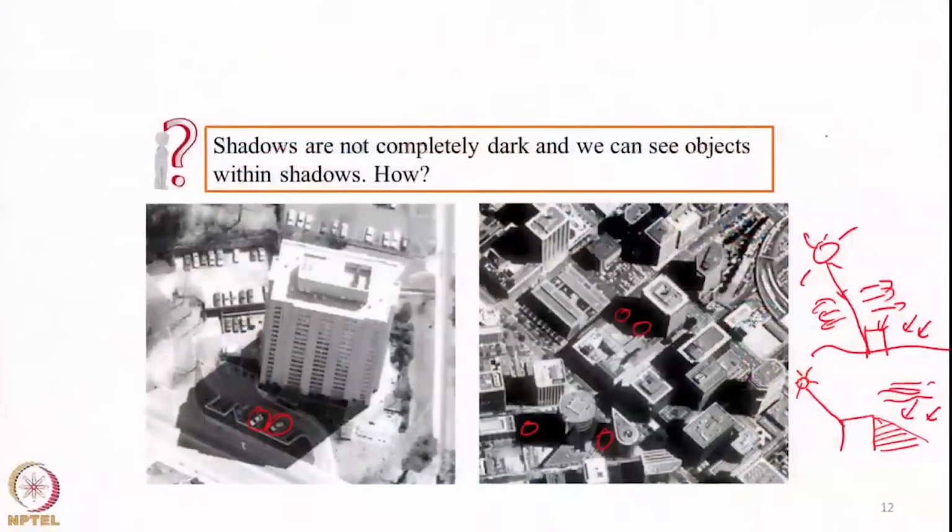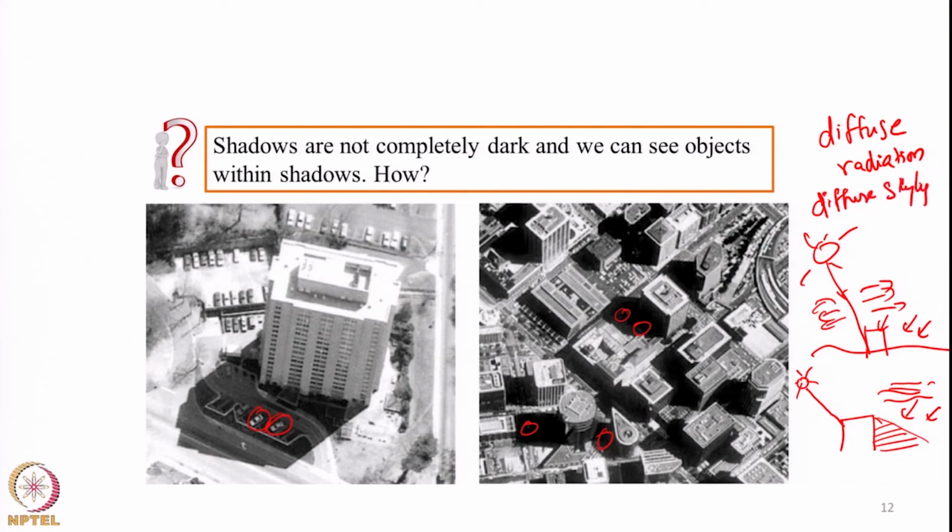This sort of scattered radiation that is falling on an object, we call it diffuse radiation or diffuse skylight. That is, the direct radiation from the sun, we call direct sunlight, and the energy that the earth surface receives because of the scattered radiation, we call diffuse radiation or diffuse skylight. Because of the presence of diffuse radiation or diffuse skylight, we are able to see objects within the shadows.